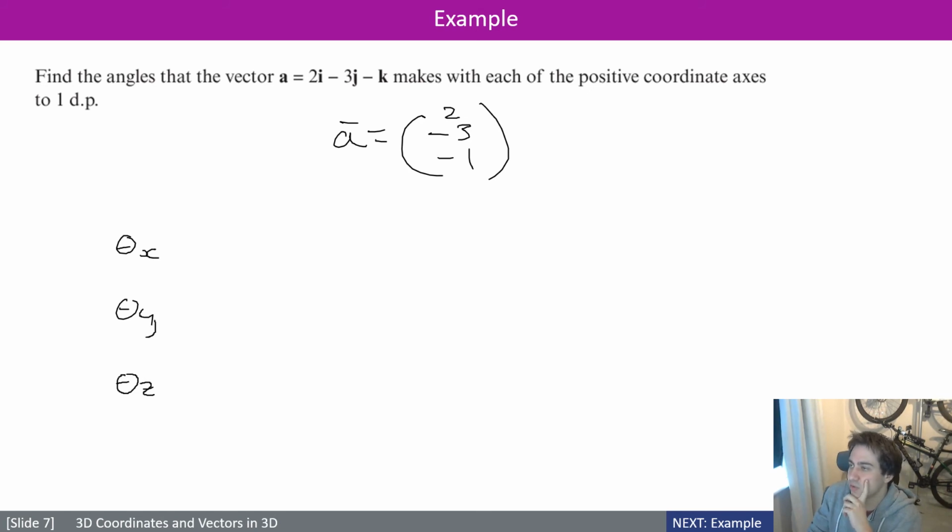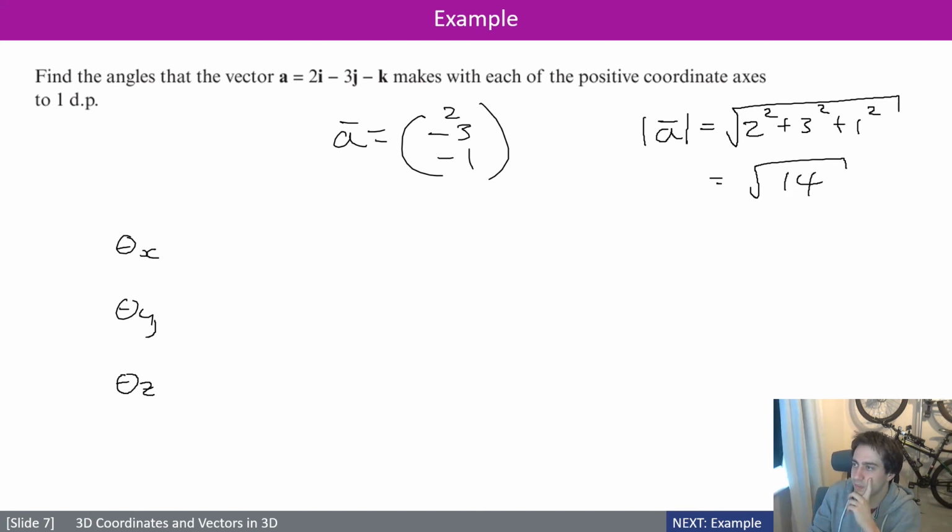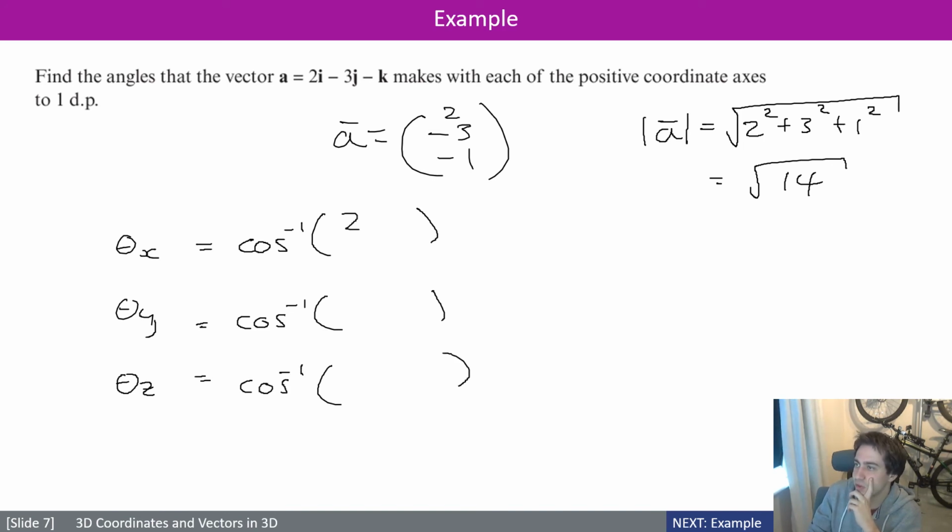So first things first, let's find the magnitude. It's 2 squared plus 3 squared plus 1 squared. I'm ignoring the minuses because I know they won't matter. So I get 4 plus 9 is 13, plus 1 is 14, so the square root of 14. Then I know that theta x is going to be cos inverse of something, likewise for theta y and theta z. For the x case it's 2 divided by the magnitude, for the y case it's minus 3, for the z case it's minus 1, and what do I divide by? It's root 14.